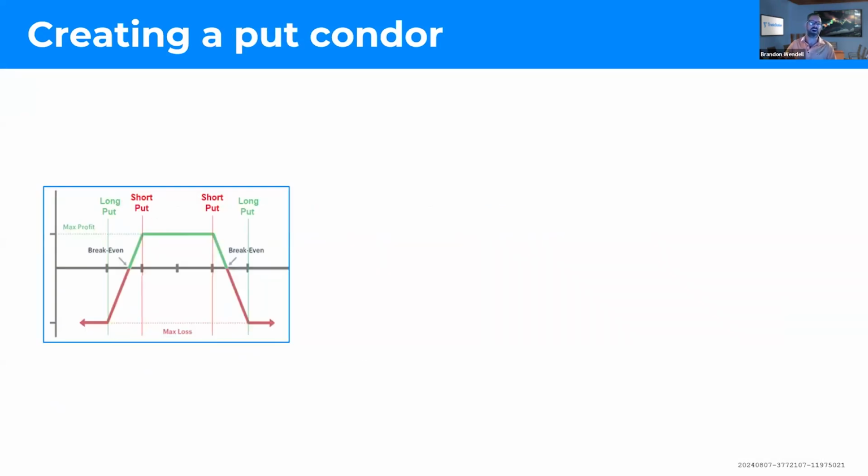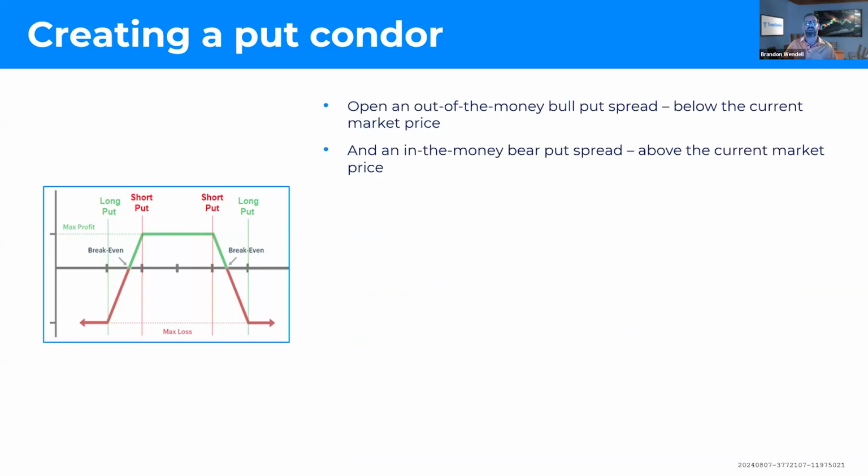So creating a put condor, pretty much the same. We're going to be doing a bull put spread and a bear put spread together. So we're doing an out of the money bull put spread below the current market price and an in the money bear put spread, as I just mentioned, above the current price. The risk is a little higher for assignment because we are choosing one in the money option. I just randomly chose that security I mentioned.